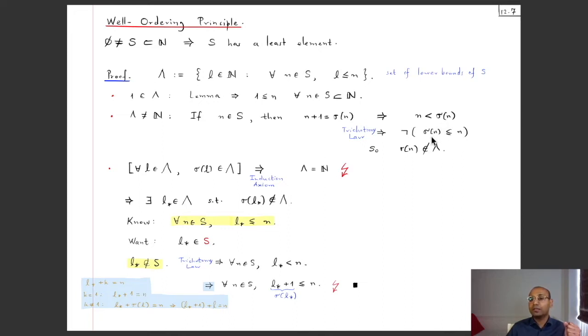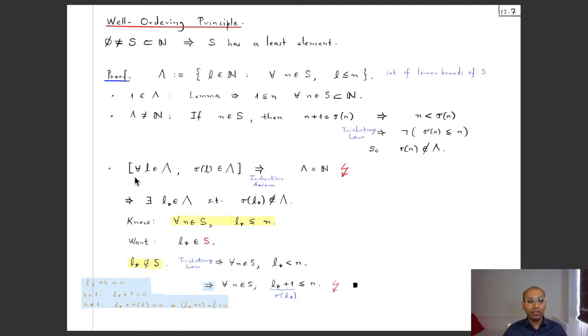So this means that this sigma n is not less than or equal to all the elements of S, because here is an element of S such that it is not the case that sigma n is less than or equal to n. So this means that sigma n is not a lower bound of S. And so we have that this lambda is not the whole set of natural numbers, because if you take such an n in S, S is non-empty, then we have that its successor is not a lower bound of S. Okay, so lambda is not the whole set of natural numbers.